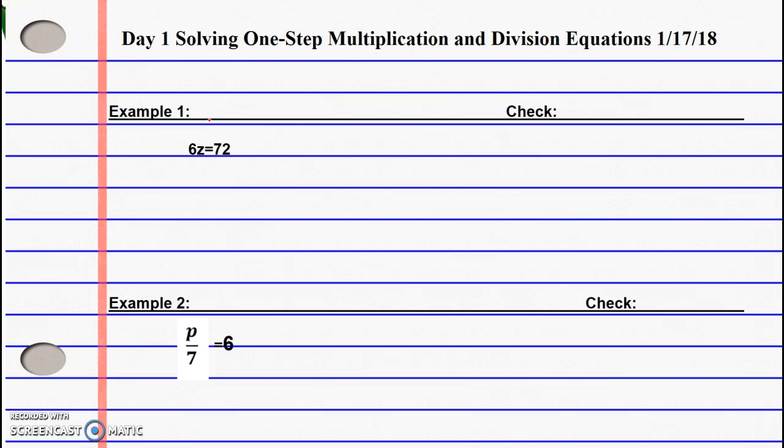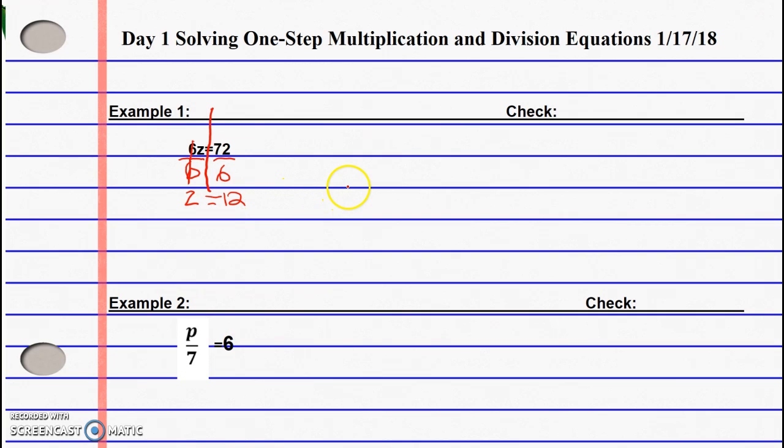So our first example is 6z equals 72. We've got to do the same thing we did for our addition and subtraction. We're going to draw a line down the middle. We want to get the z by itself. Currently the z has a 6 multiplied with it. We want to get rid of that 6, and we're multiplying by 6, so we have to do the opposite, which is divide. 6 divided by 6 is 1, so we're just left with z. Got to do the same thing on the right-hand side: 72 divided by 6. When we do that, we get 12.